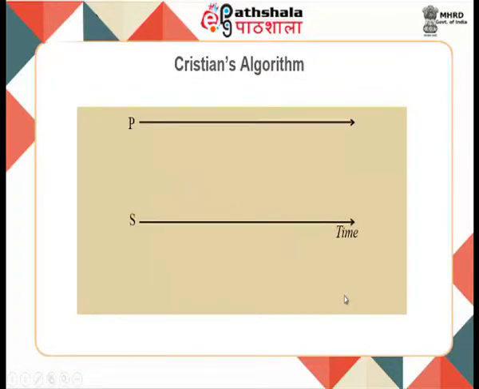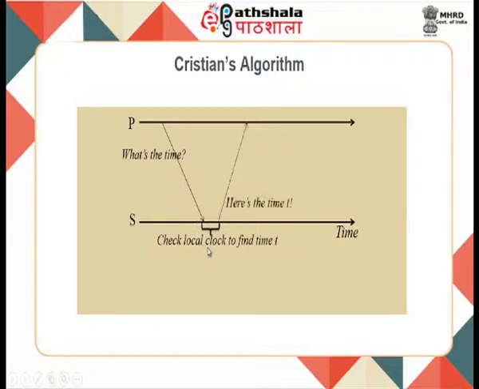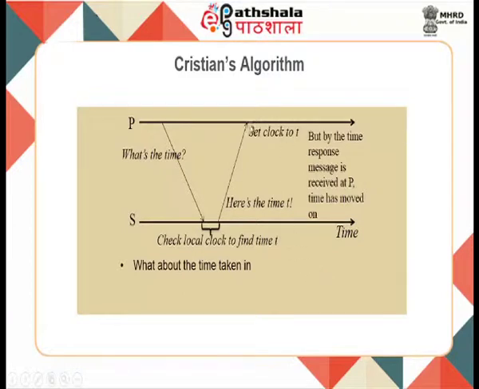This is called a timeline diagram, where every process is represented using a line, and this is how time goes. Here is our example, where P is a process asking the time server S what the time is, and the time server checks its time and sends it, saying here is the time T. In our third step, the process P is supposed to set the clock. But is this the correct time T where the process should set its clock? Now, let us see why this is not the correct time.